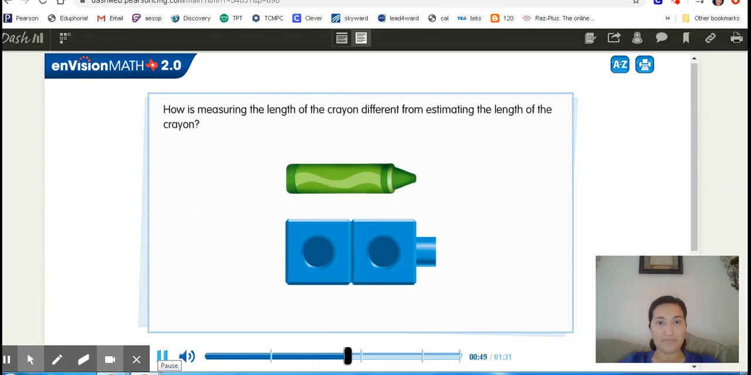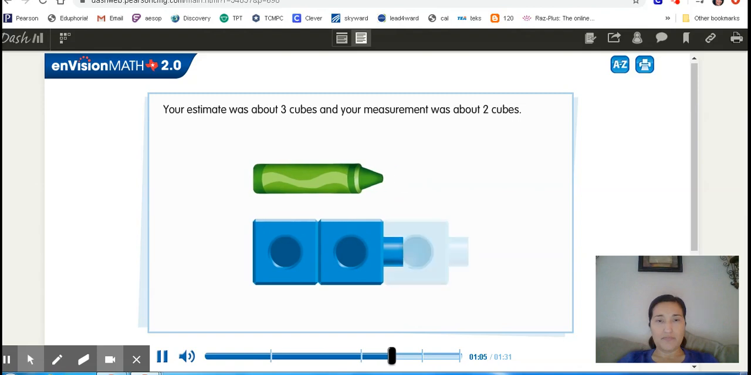How is measuring the length of the crayon different from estimating the length of the crayon? So when we're actually measuring the length of the crayon, we're going to refer to our unit of length. So we're using the cube as our unit of length instead of just guessing how long we think the crayon might be. When you measure the length of the crayon, you find its length instead of making a good guess. Your estimate was about 3 cubes, and your measurement was about 2 cubes.